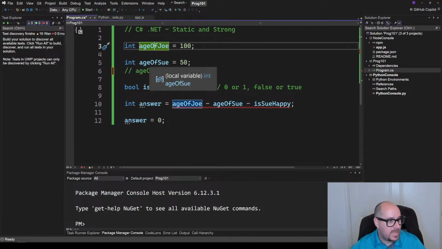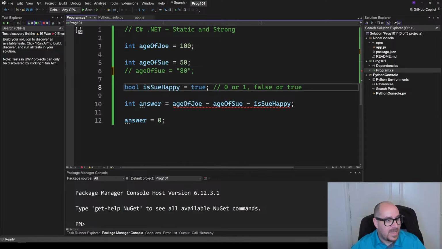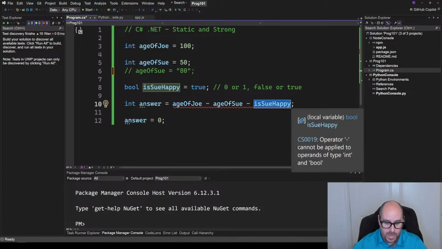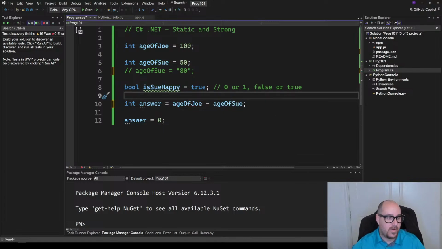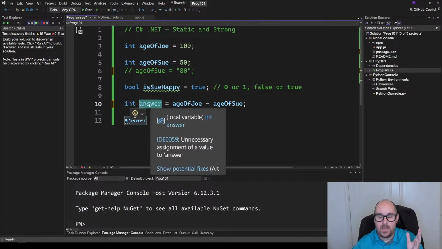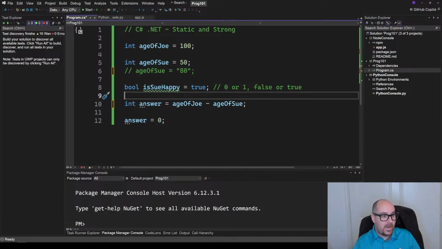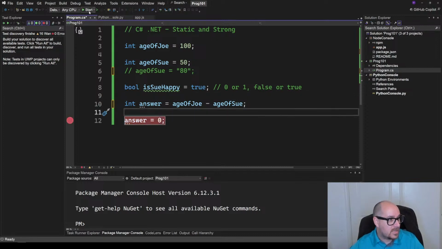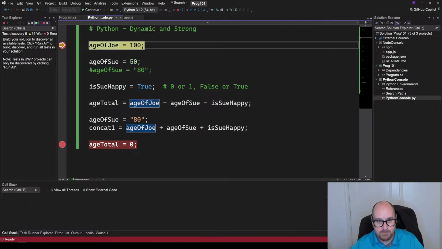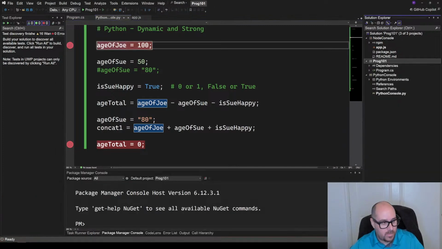So age of Joe is a number. Age of Sue is a number. Is Sue happy is a Boolean. So that's just not going to work. Okay, there you go. Now I'm not even using is Sue happy, but it doesn't make sense anyway. If I want the answer of the difference of ages, then the age of Joe minus the age of Sue, that makes sense. Minus a Boolean doesn't even make sense. So those errors made me look at my code and say, oh, whoops, I'm subtracting a Boolean. That's not what I want to do. And now it will actually run. Oh, I need to change the thing again. Set a startup project.